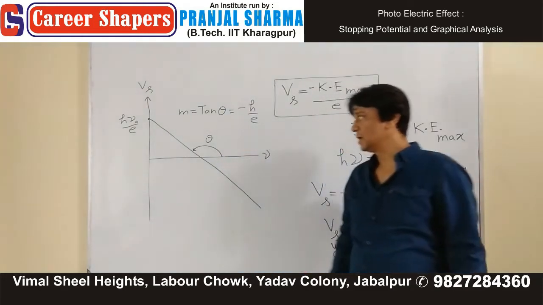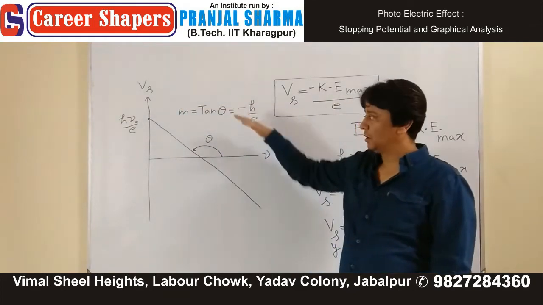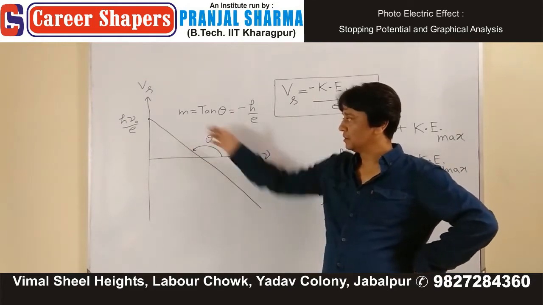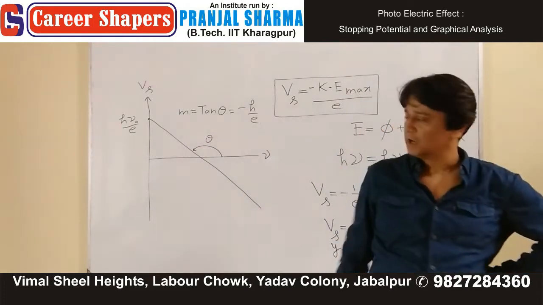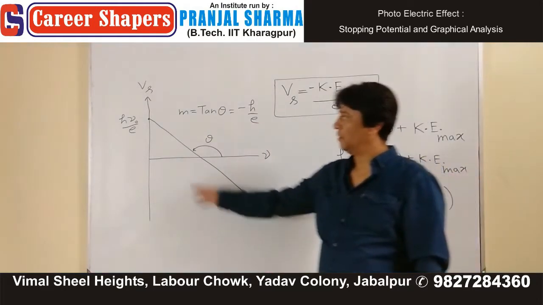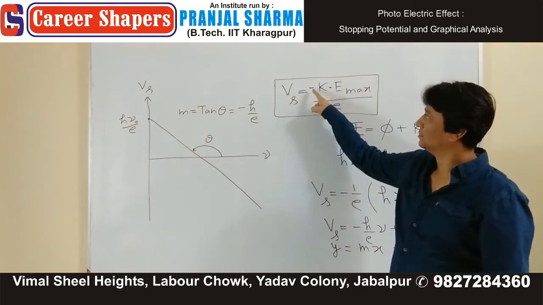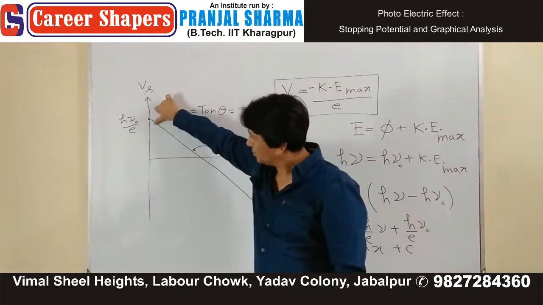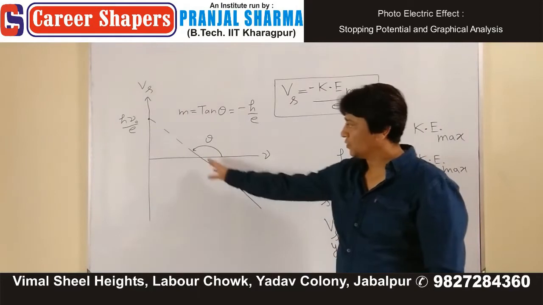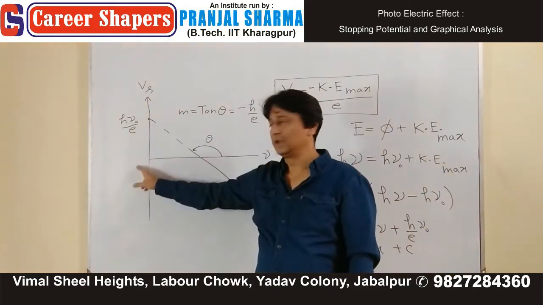Now tell me, do I need the complete graph or the upper portion of the graph or the lower portion of the graph? Which portion am I interested in? Upper, lower, or the complete one? Answer this fast. Well, almost everybody is saying upper. What is the vertical axis? Vs. What is Vs? Negative. And therefore this portion is useless. We are interested only in the lower portion. For the lower portion, Vs will be negative.